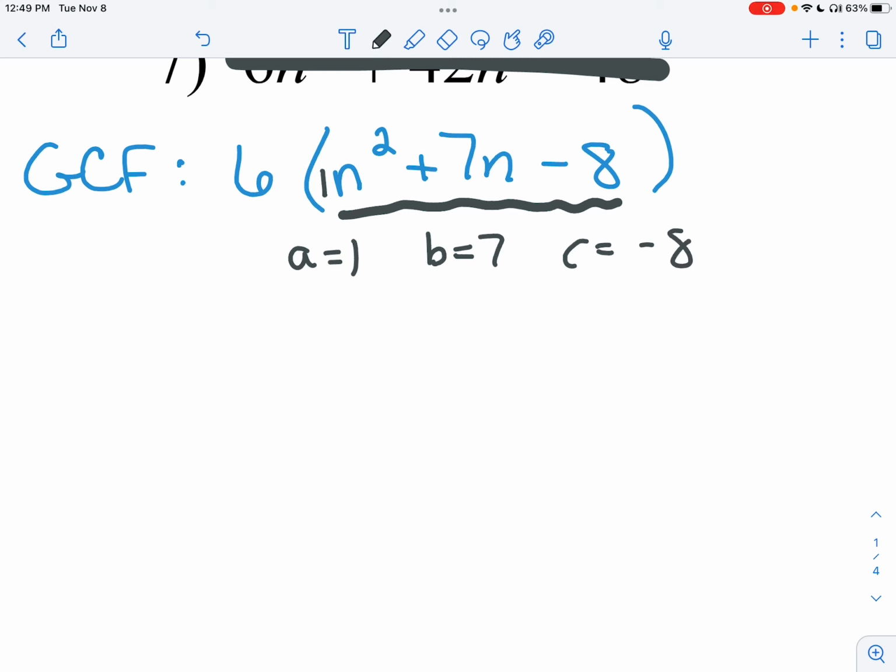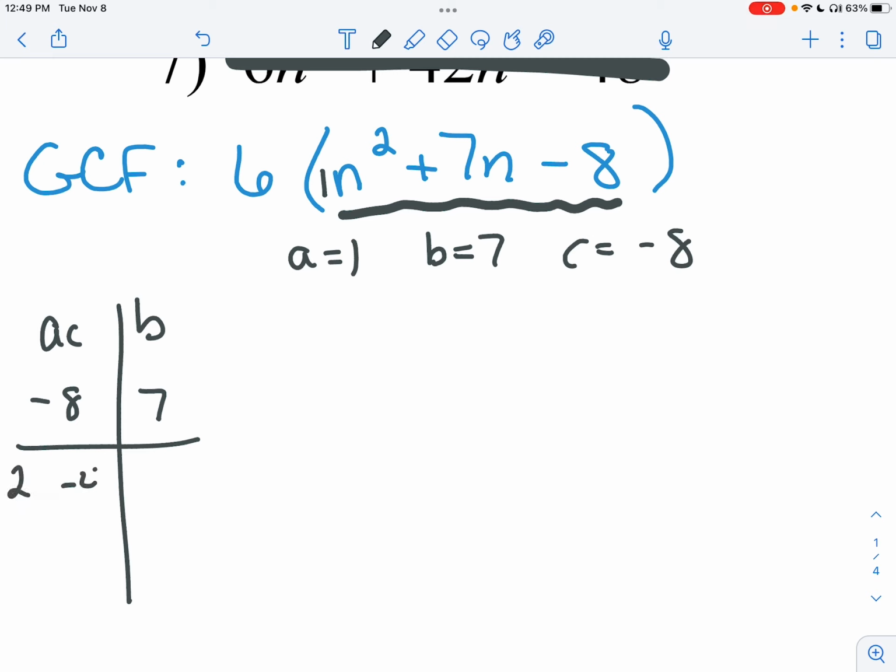So we identify A, B, and C, and then you make your AC/B chart. Now you might say, hey, Miss Angela, you're going really fast here. If that's the case, please go back and review your Chapter 4 notes. So AC is 1 times -8, which is -8, and B is 7. You have to find two numbers that multiply to -8, for example, like 2 and -4, but those numbers need to add to 7, which 2 and -4 do not do. The correct numbers are +8 and -1.